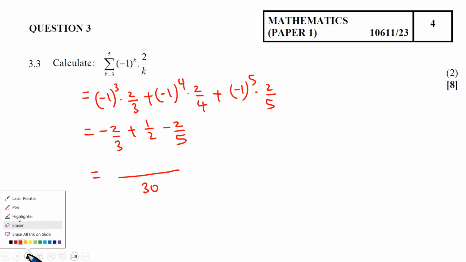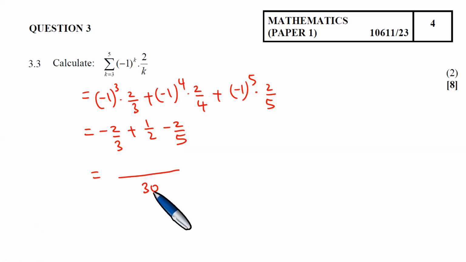And let us simplify these. If you divide 30 by 3, you get 10. You multiply, it becomes -20. Divide 30 by 2, you get 15, by 1, you get exactly 15. You divide 30 by 5, you get 6. You multiply by 2, you get 12.